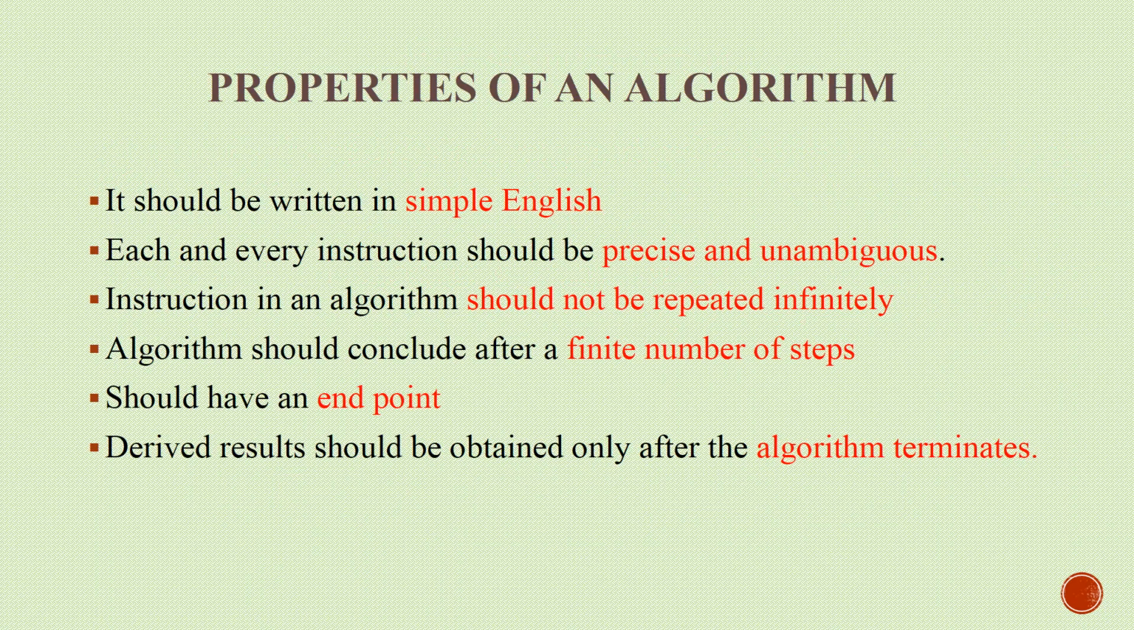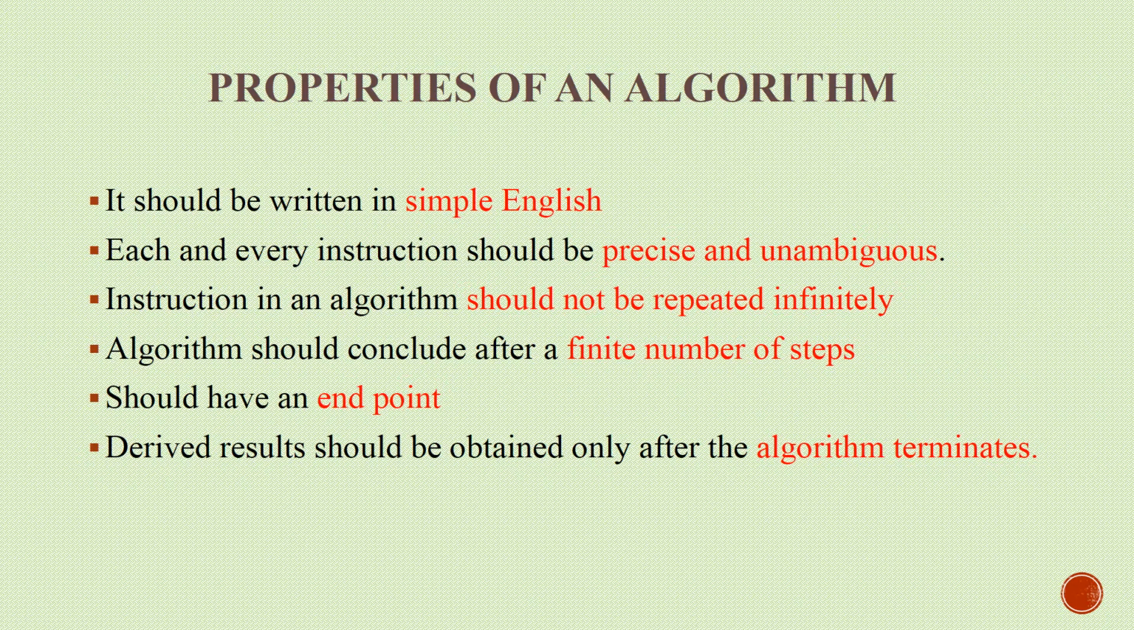The properties of an algorithm. An algorithm written for any problem should follow some of these properties and rules. It should be written in simple English, which is easy to be read and understood and helps in easy conversion from an algorithm to a code. Each and every instruction has to be precise and unambiguous. There should be no confusion in an algorithm.